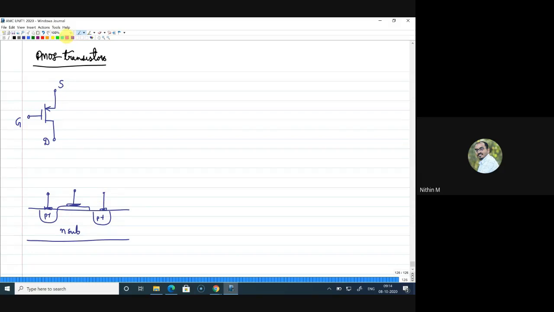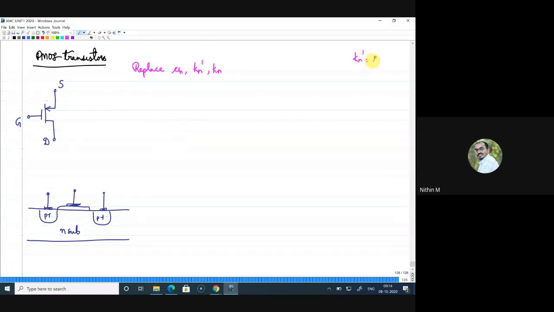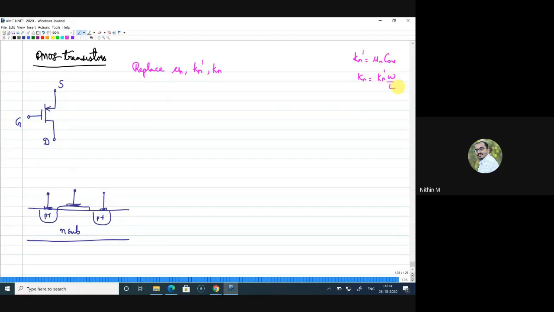So what all things we have studied for NMOS, we can use the same equations and other things for PMOS with slight modifications. I'll tell you what all things to be taken care. The very first thing is we have to replace mu n, or kn dash, or kn. I hope you understand the difference. What we denote as kn dash is mu n Cox, or kn is kn dash into W by L. So replace all these things with mu n with mu p, kn dash with kp dash, or kn with kp. This is the very first difference.